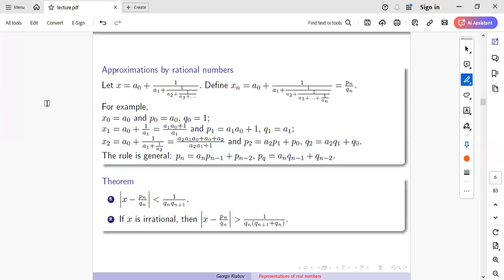If x is irrational, then one can estimate the difference between x and xn even from below. And you see that this inequality is very similar to inequality 1. So expressions in the denominator are of the same order.